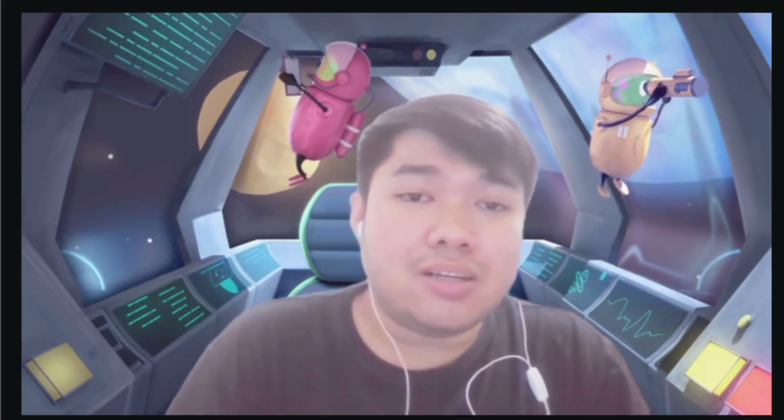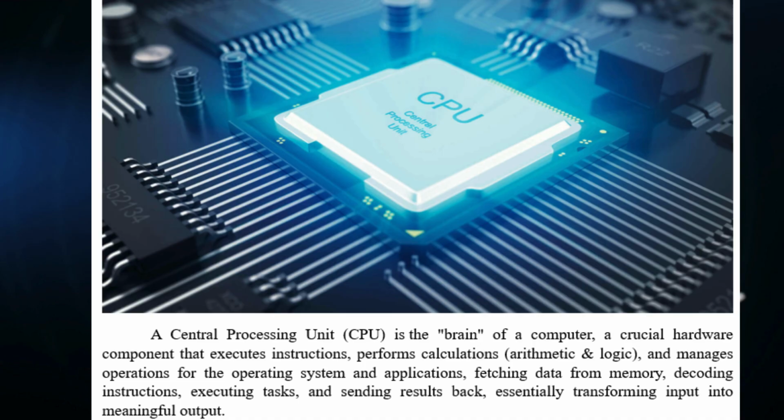So let's start from how the CPU works. The Central Processing Unit, or the CPU, is often called the brain of the computer. It is responsible for executing instructions, processing data, and controlling all operations inside a computer system. Every time you open an application, type on a keyboard, or browse the internet, the CPU is actively working behind the scene. To understand how a CPU works, we need to learn its main components and the process it follows to execute instructions.